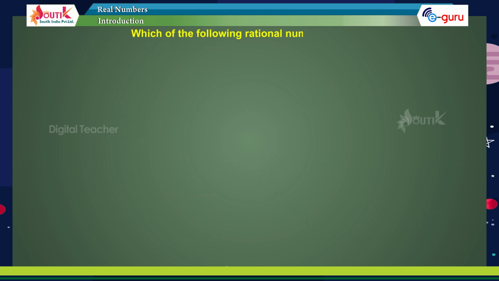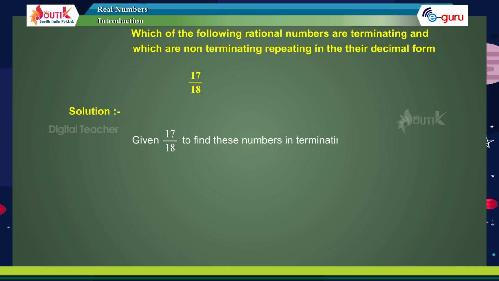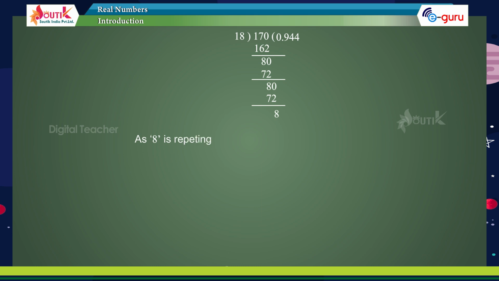Which of the following rational numbers are terminating and which are non-terminating repeating in their decimal form? 17 by 18. Solution. Given 17 by 18, to find whether it is terminating or non-terminating, let us divide the numerator by the denominator. As 18 is greater than 17, put a decimal point in the quotient. As 8 is repeating, this is non-terminating.